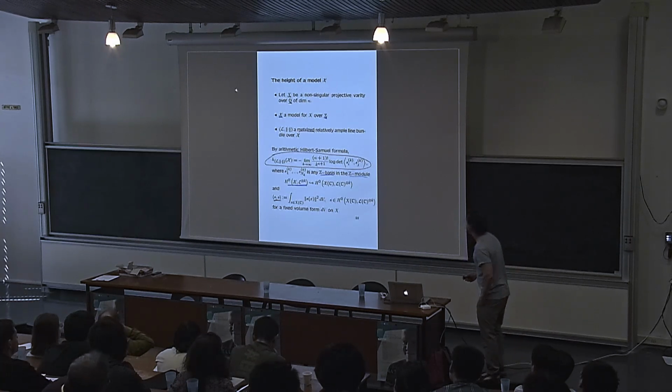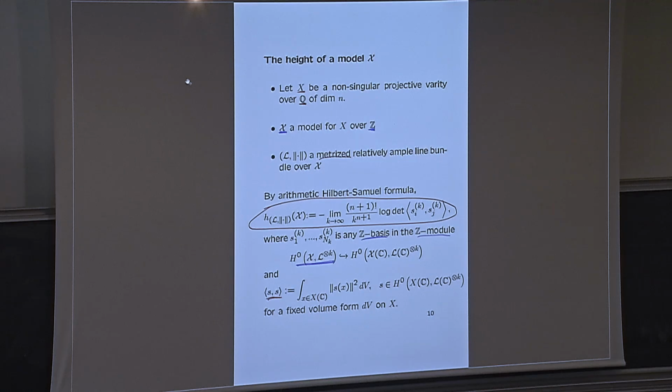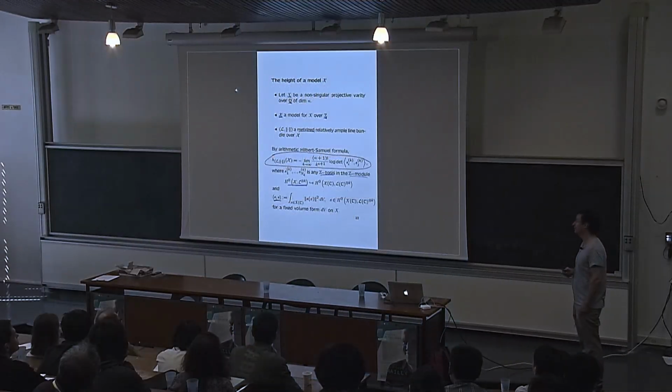So we do that, and then we form this Gram-Schmidt determinant. I've also fixed the metric, and then I also fix the volume form, and that will give me an L2 product, or Hermitian product, on this vector space. So I form this Gram determinant in terms of this integral basis. I take the determinant of that, the logarithm, and you go to the limit in this way. This limit exists and gives you a number, and that's the height of this model with respect to the line bundle and the metric.